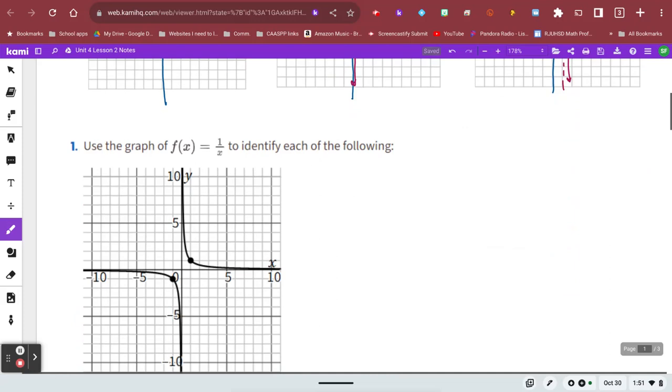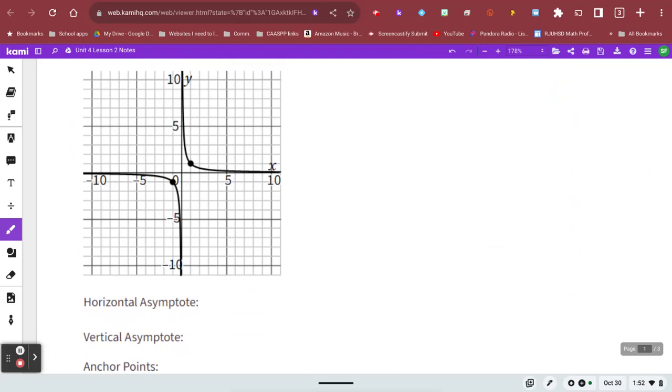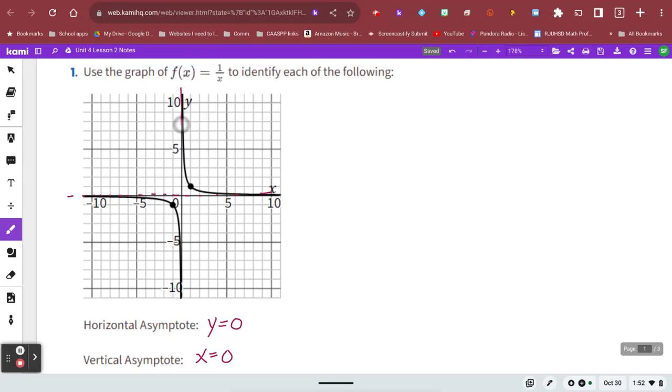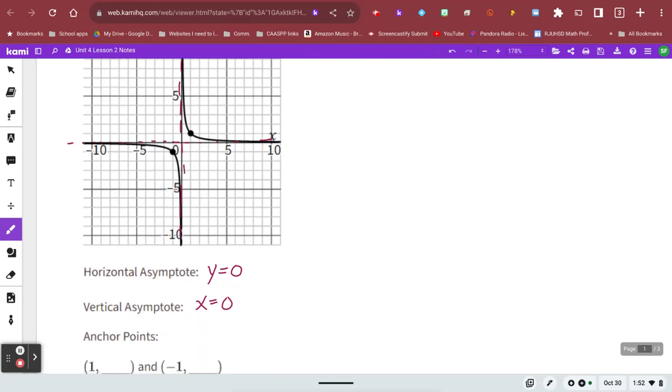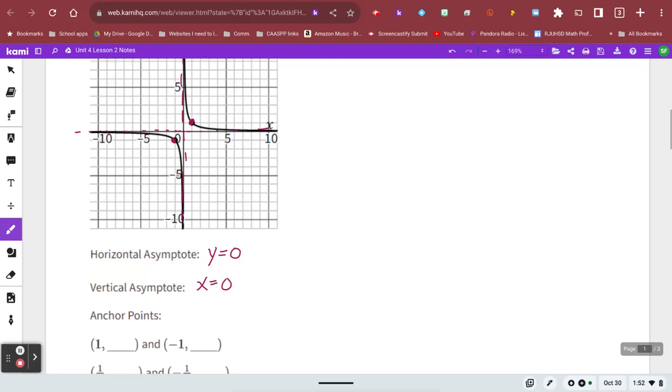And here we have our graph from the original one. Okay, we have a horizontal asymptote where y equals 0. And we have a vertical asymptote of x equals 0. So we go through the x-axis at 0. And we have some anchor points. So here, it's going to touch at 1, 1, and -1.